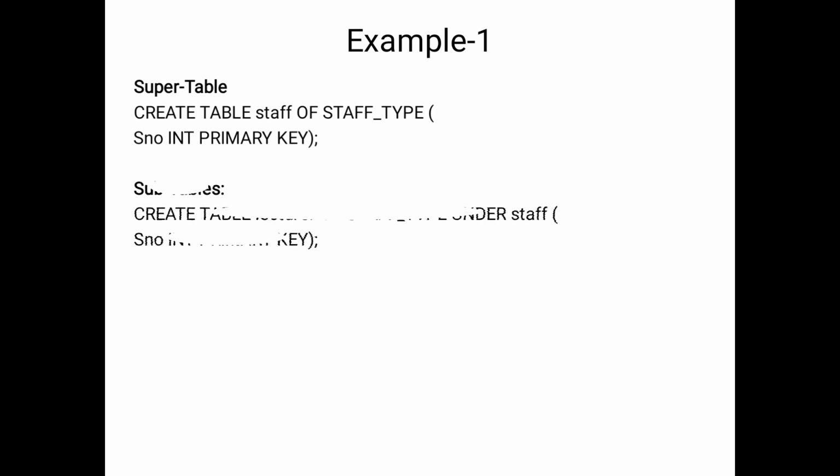Okay, in the first example I will consider the supertable name as staff. Here I will consider the field name as serial number. Okay, so this is considered as the primary key. Now my aim is to create subtables. Based on our assumptions, creating more than one table is also accepted. Here I will consider the table name as lecturer. This is related to the staff type. Please observe one point here. We will definitely use the under clause for the subtables. With the help of the under clause, here we will consider the lecturer as the subtable.